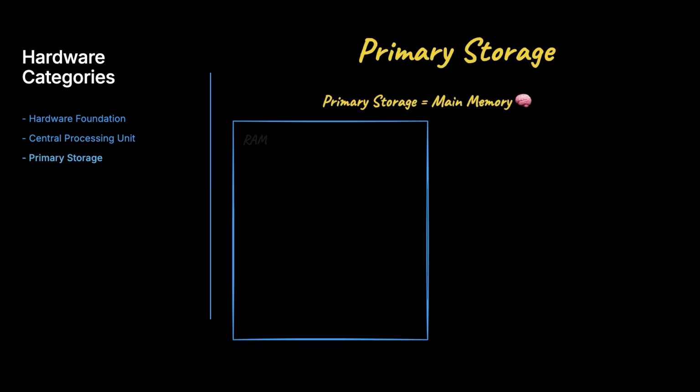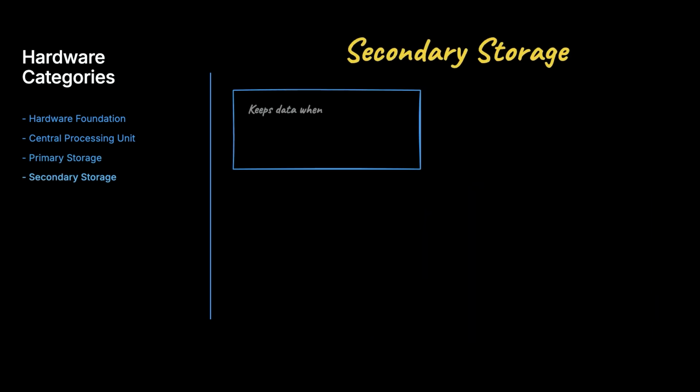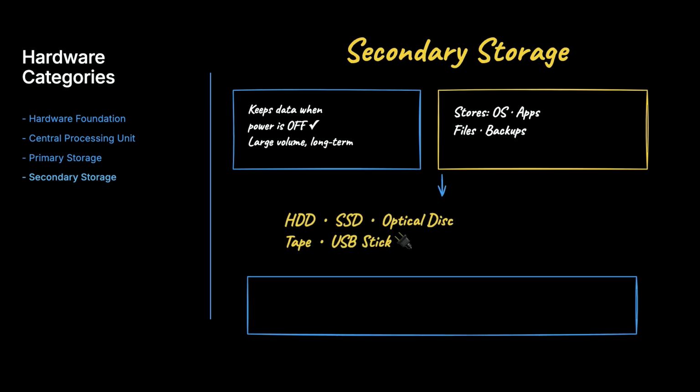The second category is primary storage, also called main memory, the working memory where instructions and data sit, so the processor can reach them directly. It comes in 2 forms. Random access memory, or RAM, is volatile and clears the moment power is cut. Read-only memory, or ROM, is non-volatile and holds firmware. The third category is secondary storage, the equipment designed to hold large volumes of data for the long term. Unlike RAM, it keeps everything safe even when the power goes off. This is where your operating system, applications, files, and backups live. Examples include hard drives, solid-state drives, optical disks, tape, and USB sticks.